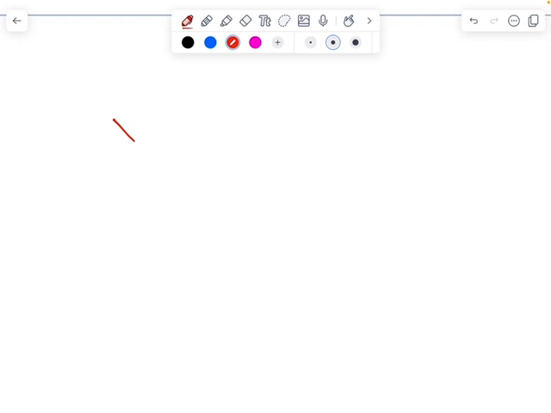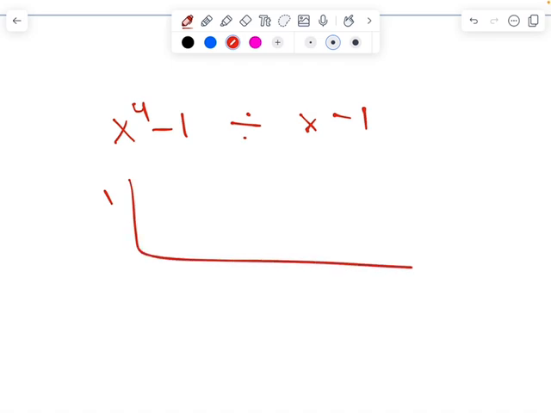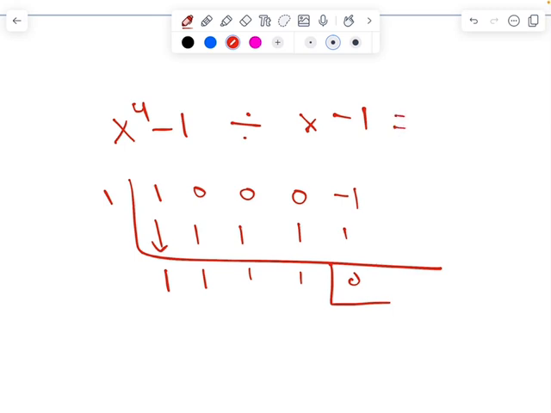Okay, what about this one? x to the 4th minus 1 divided by x minus 1. So when we set this up, I've got to do to the fourth, to the third, to the second, to the first, and our constant term. Okay, this is 1x to the fourth, 0x cubed, 0x to the second, 0x, and the minus 1. So we're going to bring that down. We're going to multiply. We're going to add. We're going to multiply, and we get 0. And so this does go into it evenly, and our resulting polynomial would be x to the third plus x squared plus x plus 1.